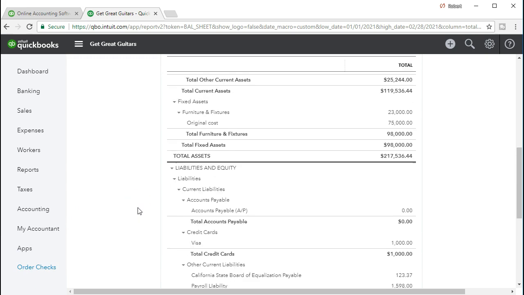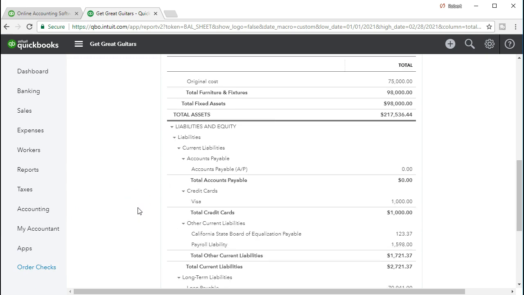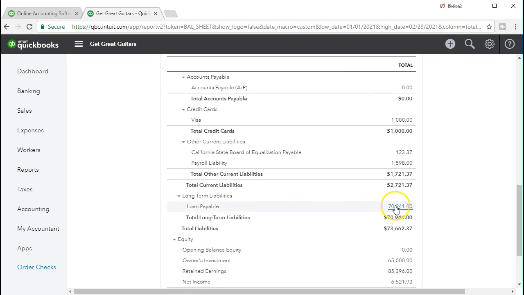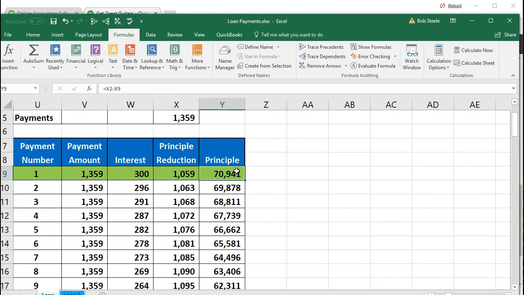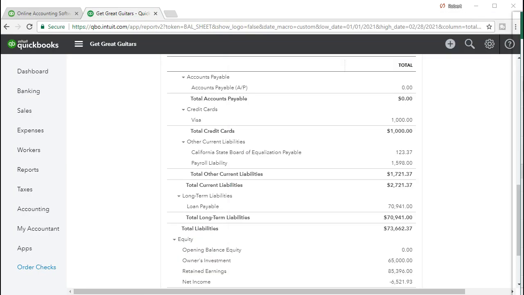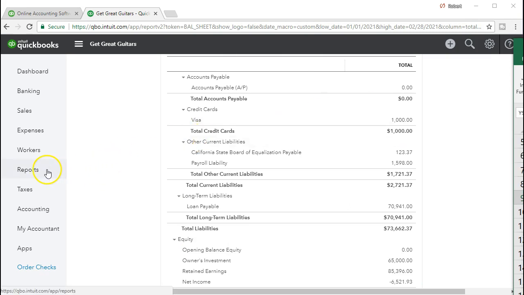So we're going to scroll down to the loan, and here is our loan, $70,941. If we go to our amortization table, then we should have the same amount in the amortization, $70,941, what's left after we make the payment. So that looks correct.